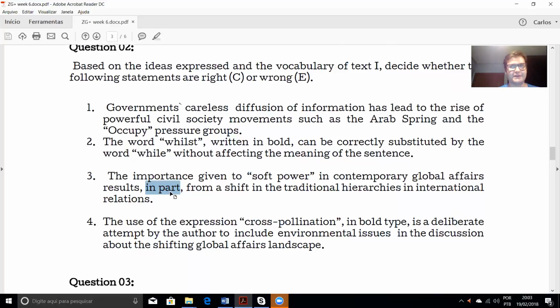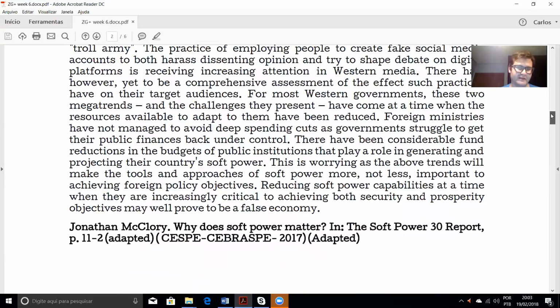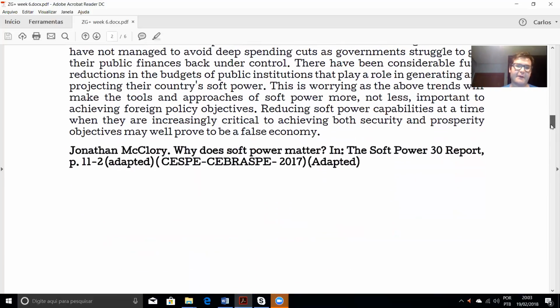Right, you have more new actors, you have the digital revolution, you have other things that are happening as well. But yes, this is partly responsible for the new rise in soft power, the importance of soft power in contemporary global affairs. Okay, and also the title of the article is "Why Does Soft Power Matter?"